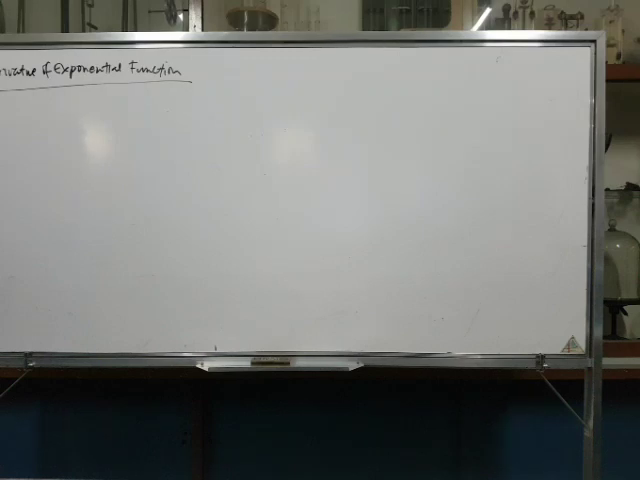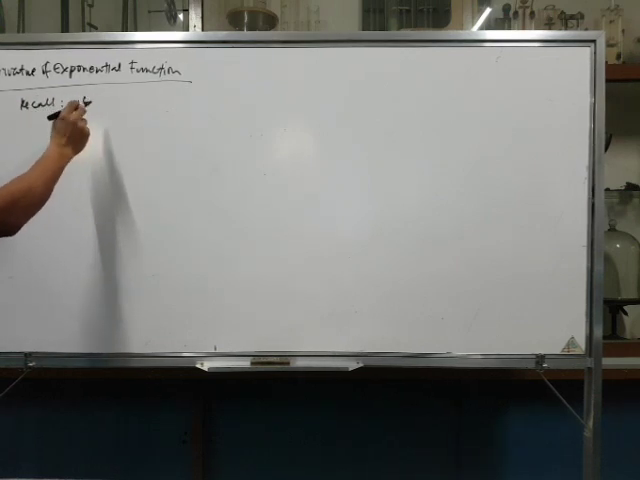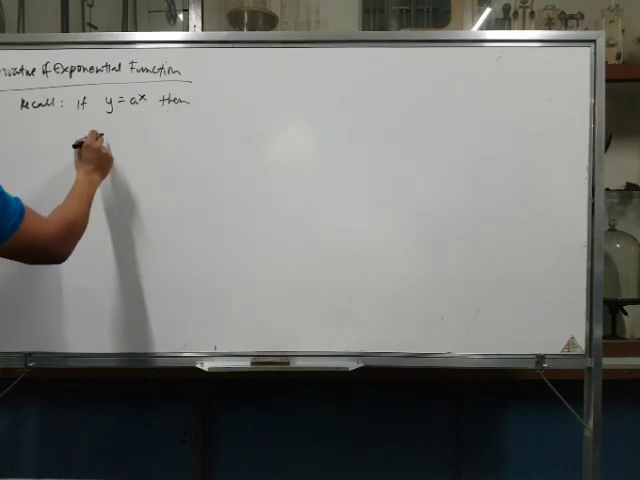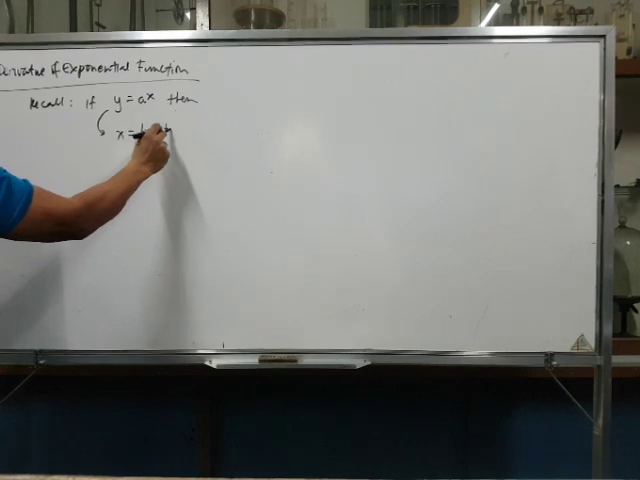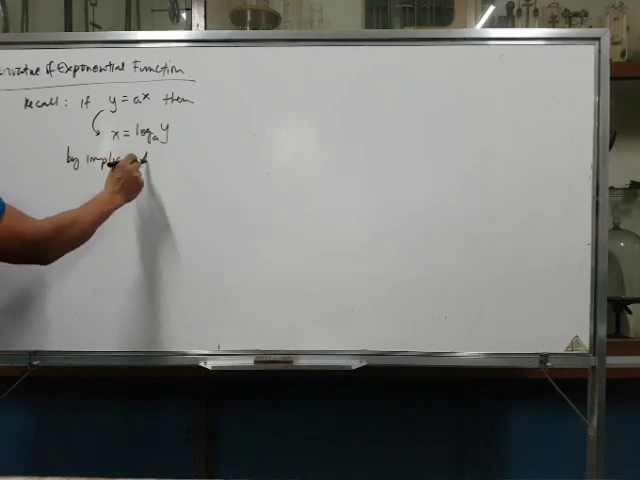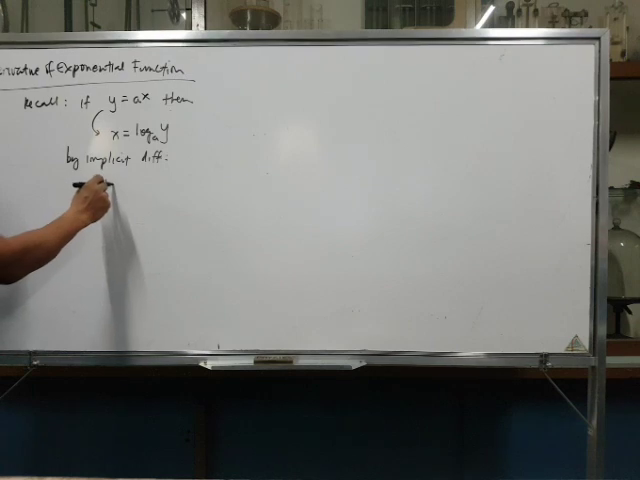We will now derive the derivative of the exponential function. Again, we will recall that if y is equal to a to the x, then the equivalent relation is x equals logarithm of y base a. So we will just use implicit differentiation. So the derivative of x with respect to x is 1.